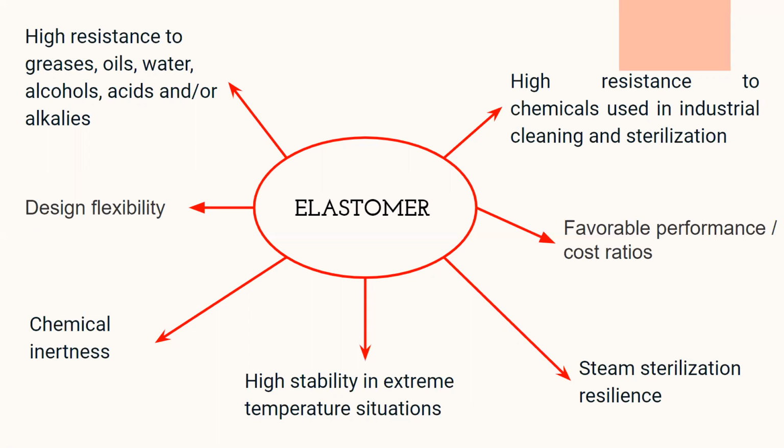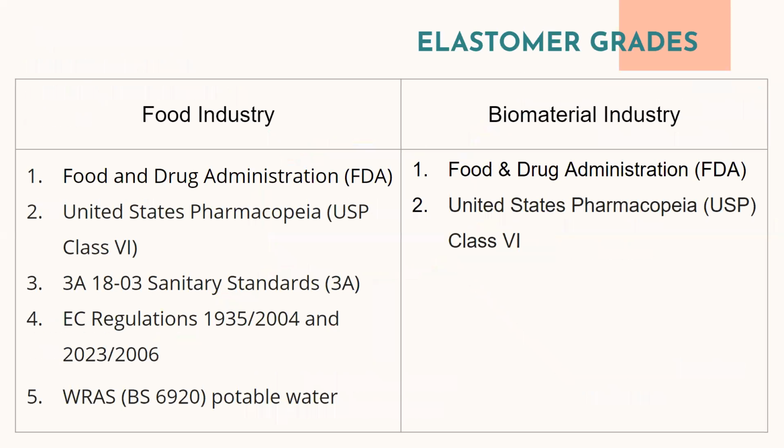And it has a favorable performance to cost ratio. It means that it can perform well, but the cost of the operation is not very high, so that the profit can be grown. And then finally, it also has high resistance to chemicals used in industrial cleaning and sterilization. Next.